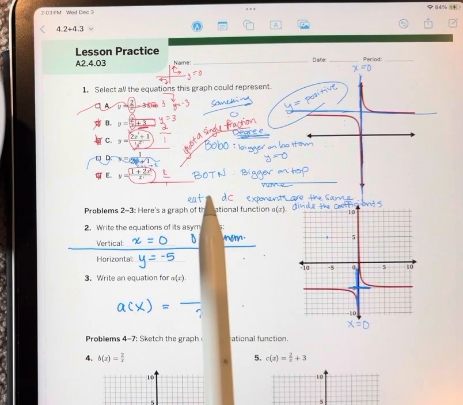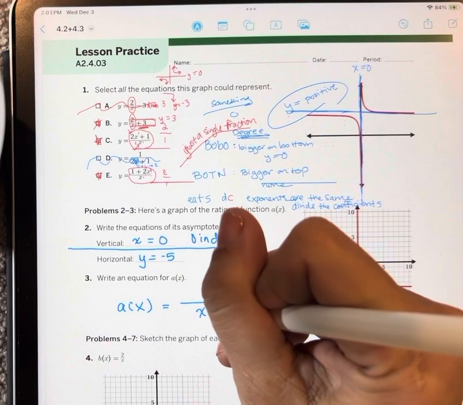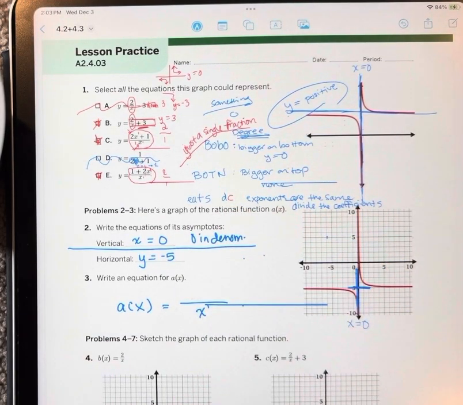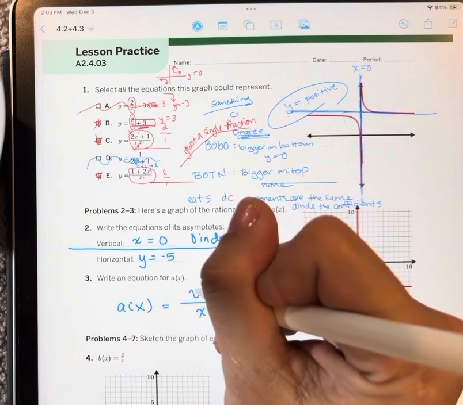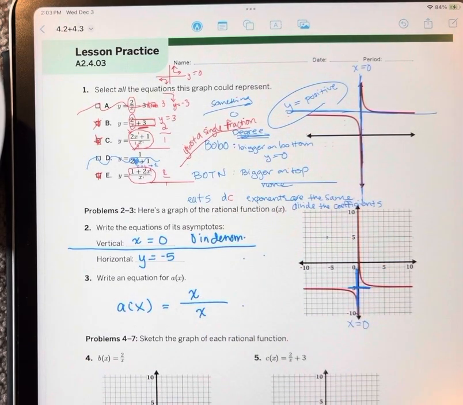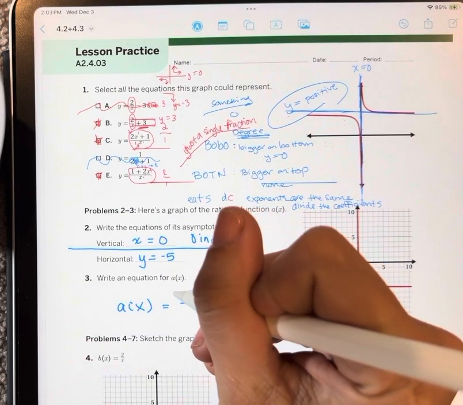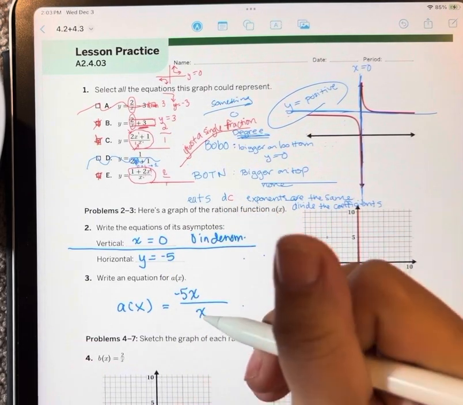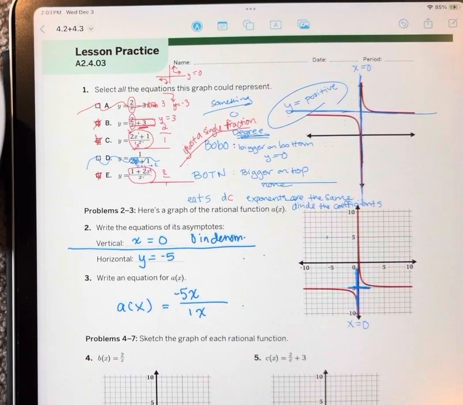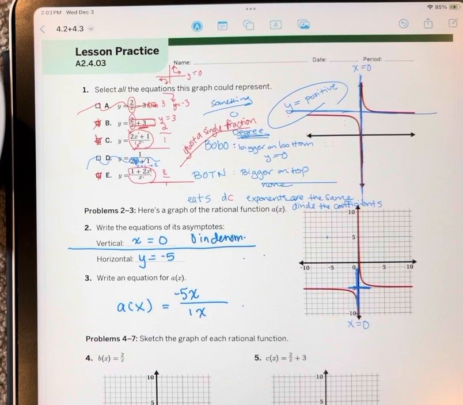Or if it's a number, then you must have the same degree on the top as what you do on the bottom. So currently my bottom's degree is 1. This is x to the first power, which means I also need an x to the first power on top. And then when I divide the coefficients, I should get -5. So the coefficient of the top, if it's -5, then divided by the coefficient of the bottom being 1, does give me that -5 for the asymptote.